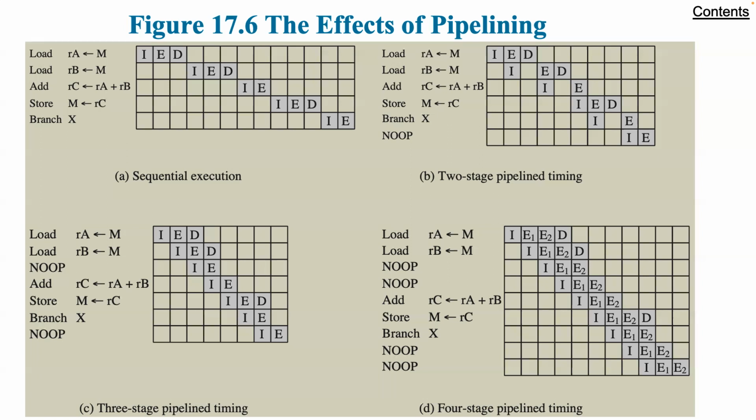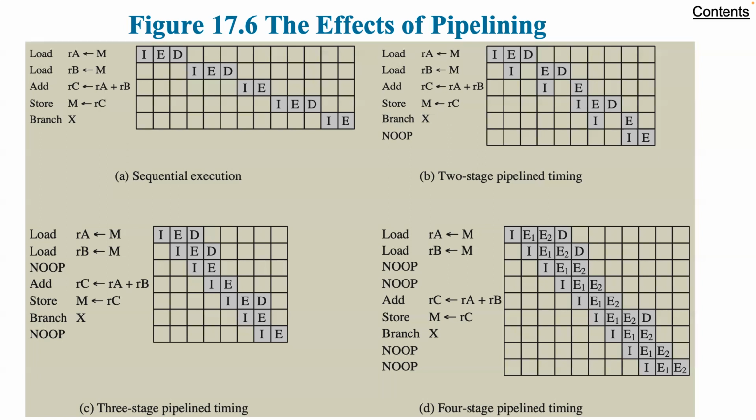In this case, we can divide it into 2 sub-stages: E1, register file read, and E2, arithmetic logic unit operation and register write. Because of the simplicity and the regularity of the RISC instruction set, the design of the phasing into 3 or 4 stages is easily accomplished. Figure 17.6d shows the results with a 4-stage pipeline.